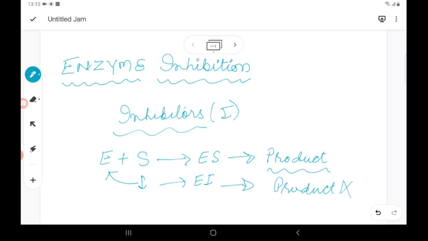So this is enzyme inhibition: when components resembling the substrate in structure, known as inhibitors, bind with the enzyme, the enzyme substrate complex is not able to form. Instead of it, an enzyme inhibitor complex is formed and the product will not be formed. So this is enzyme inhibition. It may be of mainly two types: competitive and non-competitive.